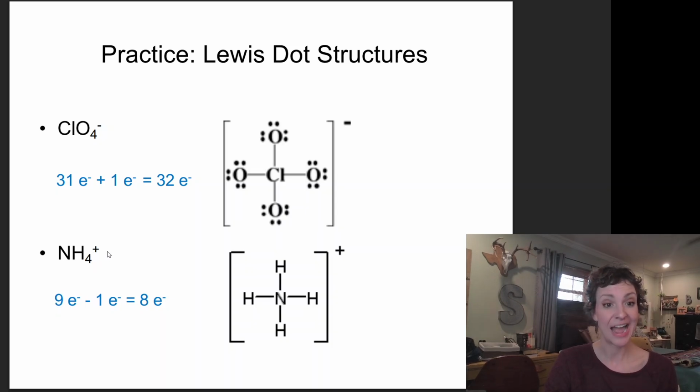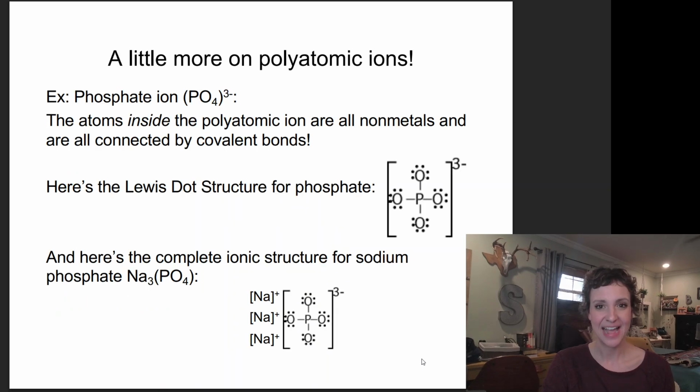But here I have lost an electron. So I've literally removed one electron from that 9, where my starting point before I draw my structure is going to be 8 valence electrons. Very cool, very fun. I actually do want to talk a little bit more about these polyatomic ions.